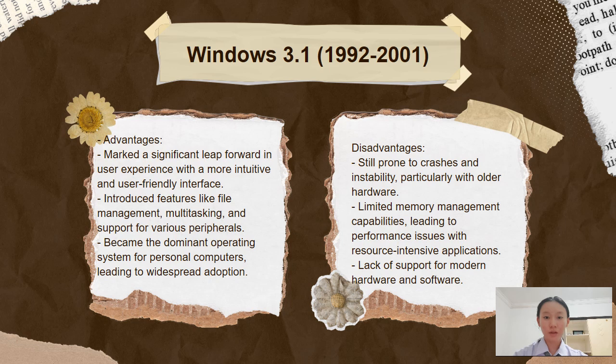Windows 3.1 from 1992. The advantage is it marked a significant leap in user experience with a more intuitive and user-friendly interface. It introduced features like file management, multitasking, and support for various peripherals. It became the dominant operating system for personal computers, leading to widespread adoption.